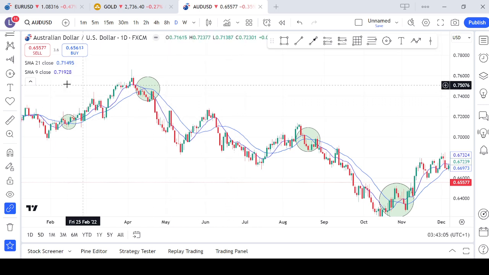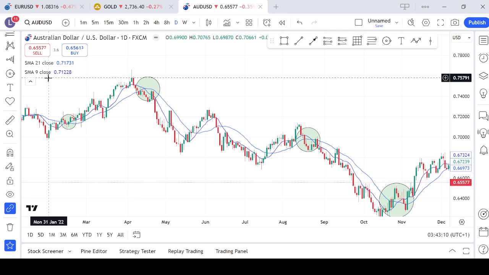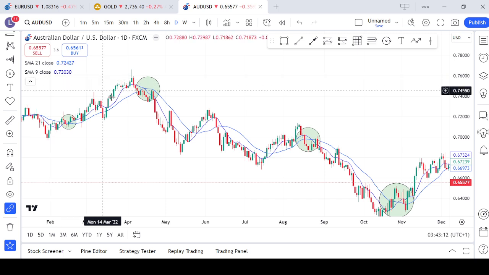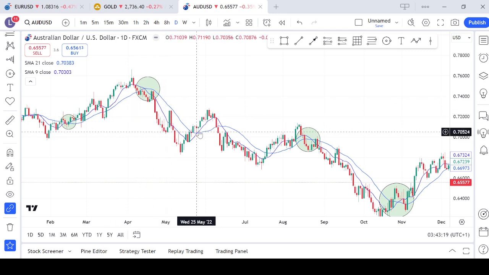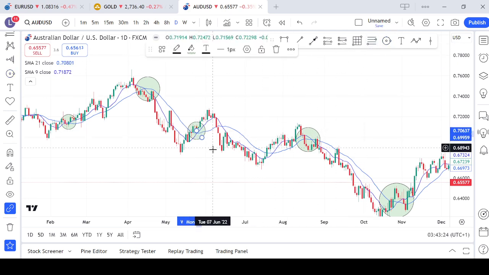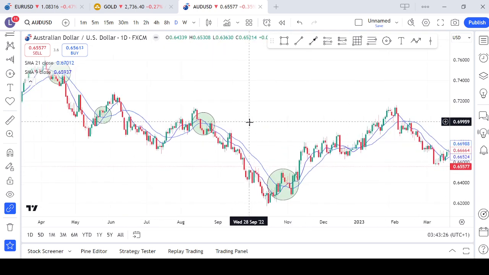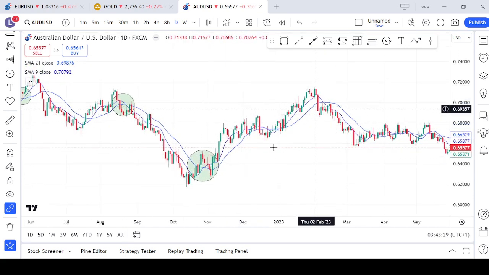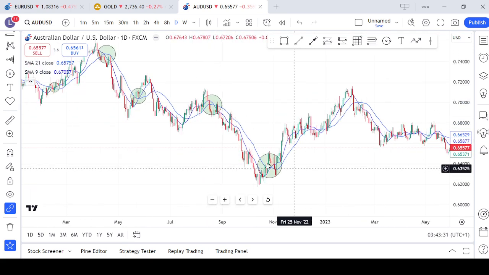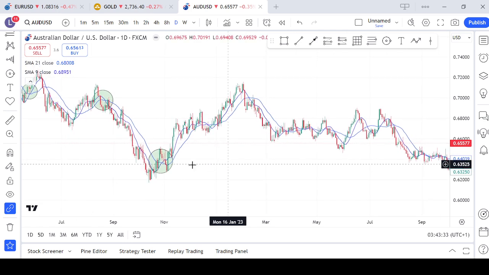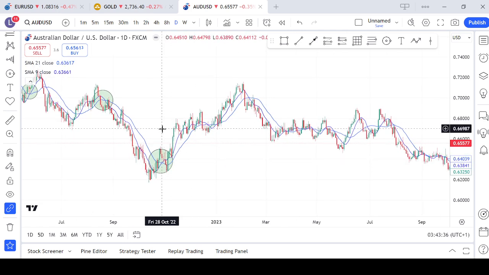But when the shorter term SMA crosses above a longer term SMA, which is the 21 period here, it can signal a potential bullish trend reversal, which is what happened here. Though that reversal didn't last because we are in a downtrend in this case, but this one here is a perfect example. So that's how you can use the SMAs.